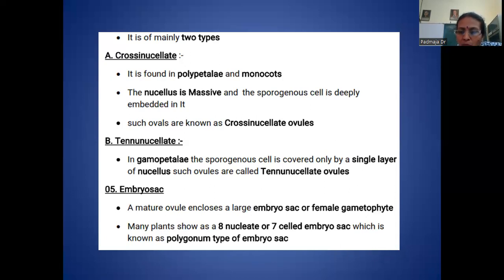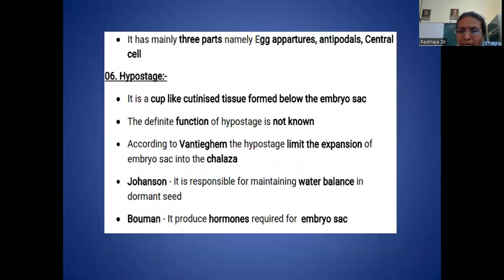And each embryo sac consists of the nucleus, we will see here. That means the embryo sac is present in the ovule, and these are all the parts present in the ovule. So hypostase: hypostase is a cup-like tissue that is present below the embryo sac. If it is present below, it is called hypostase. These are the special structures seen in the ovules.